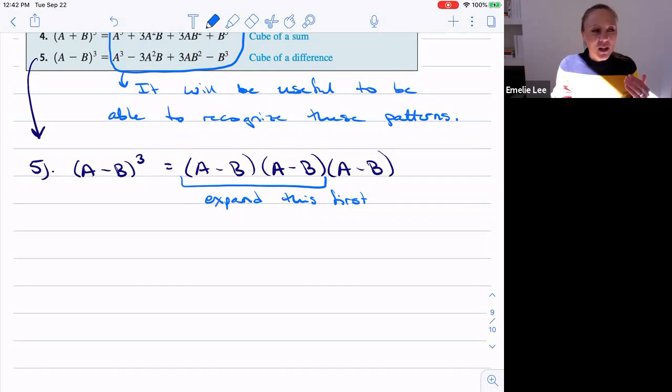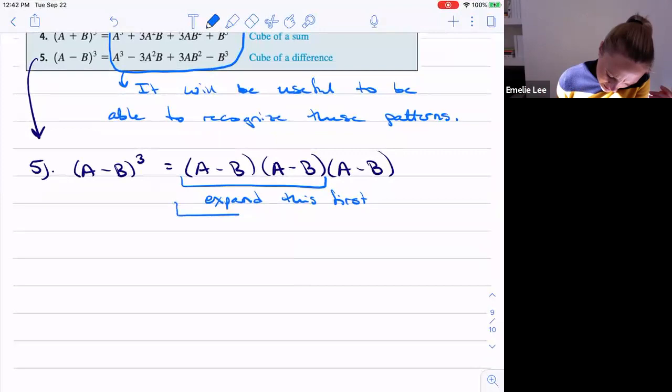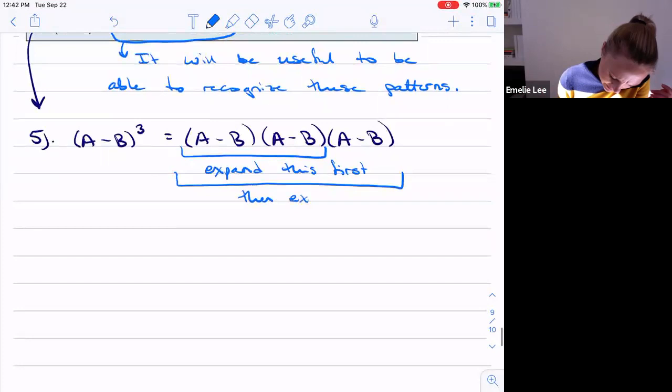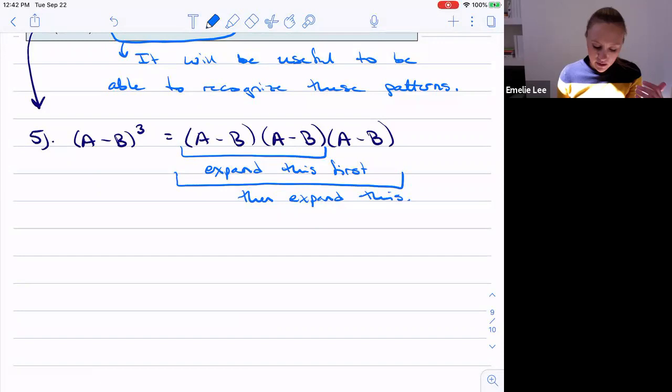So we'll deal with those first two first, kind of ignoring the third one. You'll always want to keep it there because you don't want to forget about it. And then expand this. Okay, so that's kind of how it's going to go.